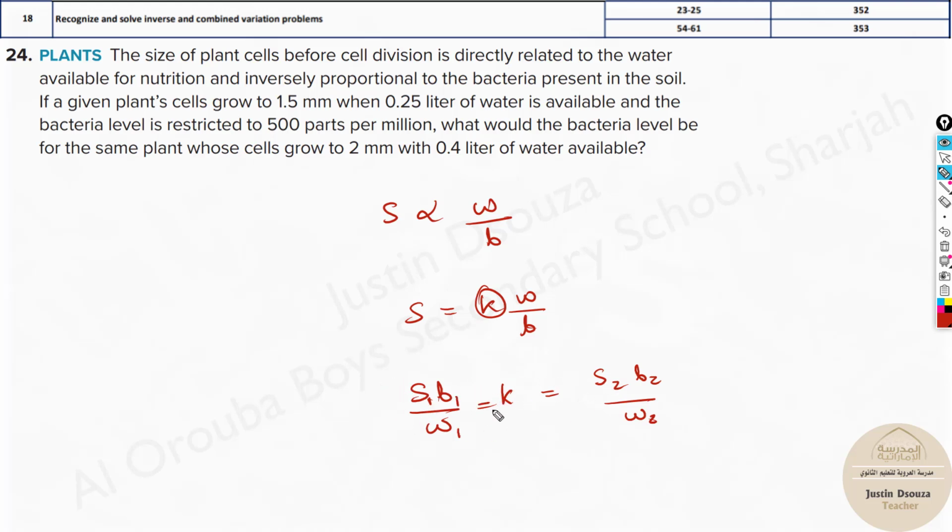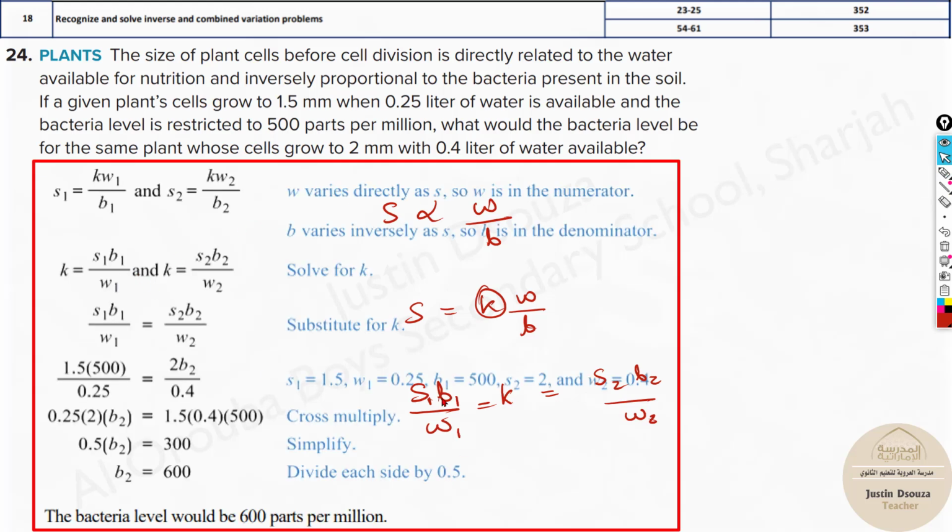Now you just substitute all the values. What do we know over here? Just substitute it, and then directly put it in the calculator and solve it. I'll show you over here. You substitute this: S1 B1 W1 is equal to S2 B2 W2. Over here they have given 1.5, 500, 0.5. Substitute the same thing in the next one. Only one is unknown, that is how much bacteria level is there, right? Just solve the entire thing and you will come to know 600 parts per million is there.